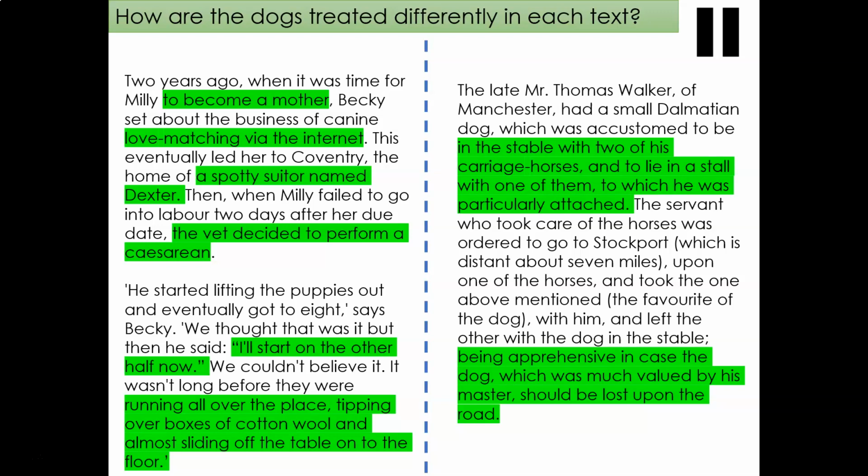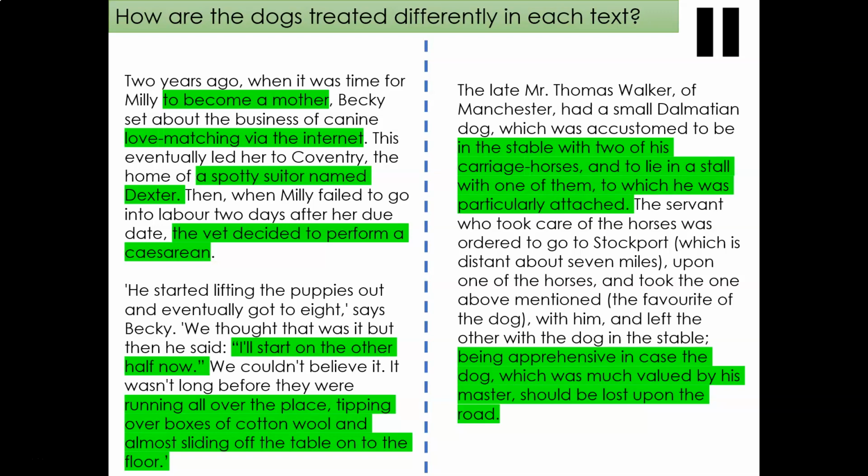And we can see also that it's the servant who is caring for the horses and taking the horses and the dogs out. And we can see that the servant's quite worried in case anything should happen to the dog. They don't want to lose it, which again emphasises that its owner really does care for it.